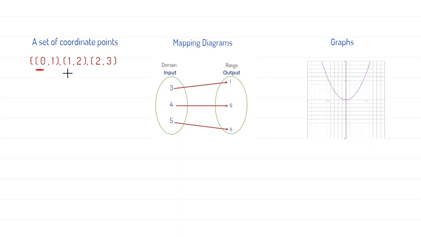Remember, the x coordinates are the inputs. What I want you to look at is, does each input give me only one output?